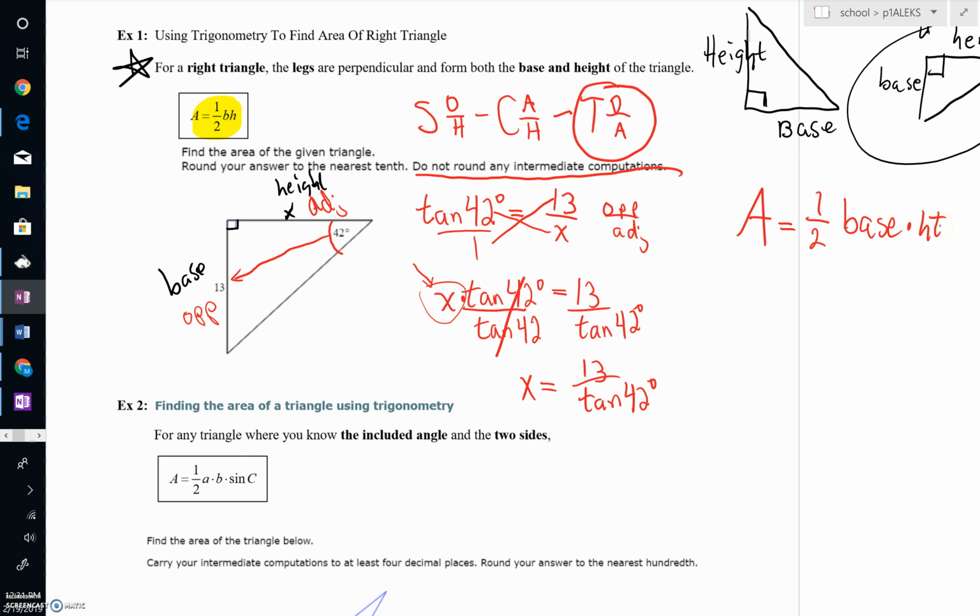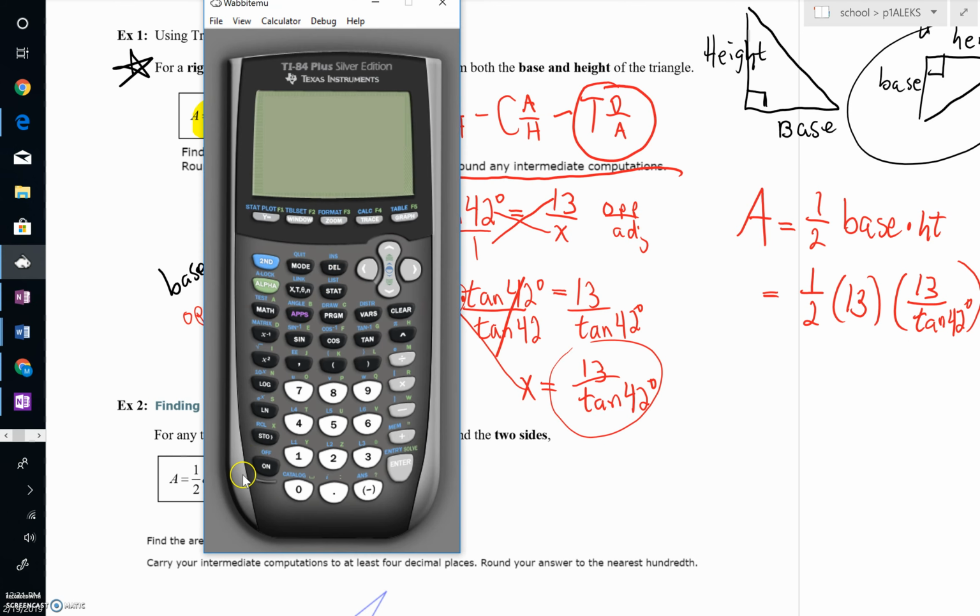So you know what we're going to do, guys, is we're just going to keep the height, this x value, as it's written, 13 over the tangent of 42. So the base we said is 13. Our height would be 13 over tangent of 42. And guys, if you just work that out, then you'll be good to go. Otherwise, you make a possibility of having a round off error. You don't want that to happen.